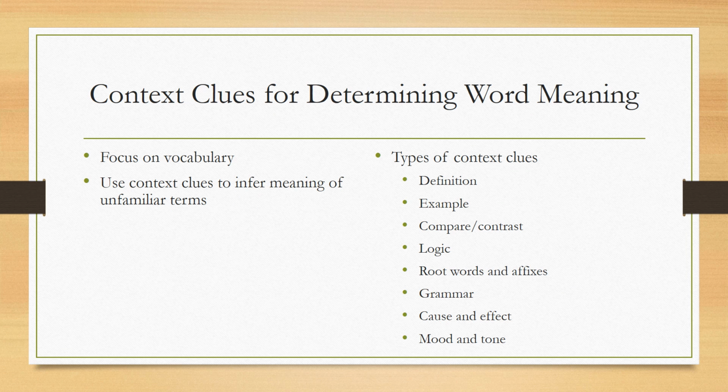Context clues can be very useful in determining word meaning while reading a text. Context clues can be things like a definition actually being in the text, or an example, compare and contrast, logistical information, root words, affixes, grammar, cause and effect, mood, and tone. The teacher can read the text and then put the word on the board and ask students to infer what they believe is the meaning of the word using their background information.